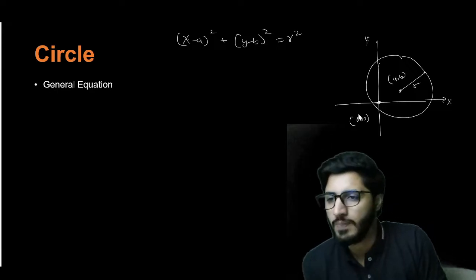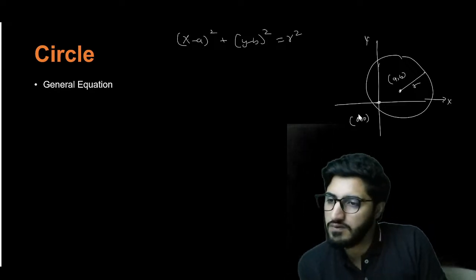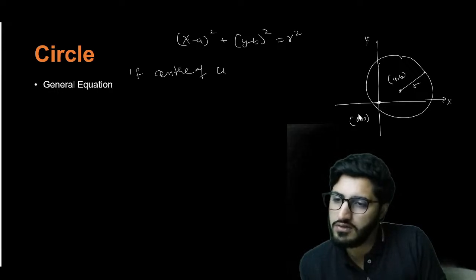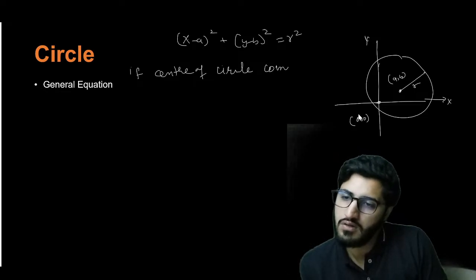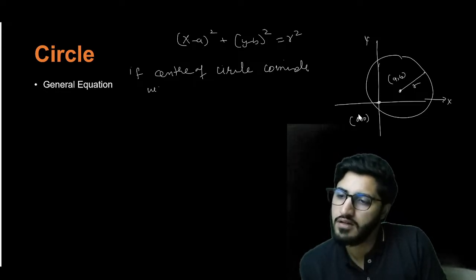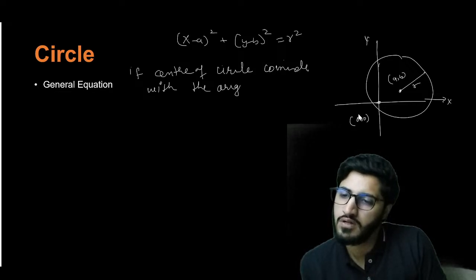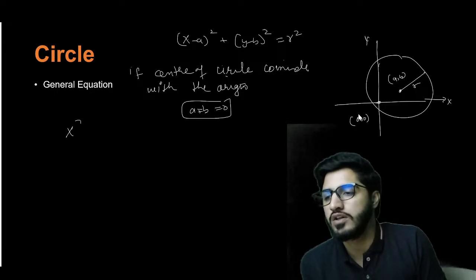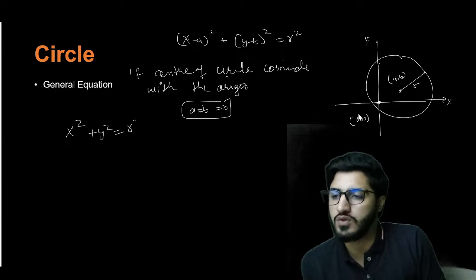If the center of the circle coincides with the origin, what will happen then? a comma b both will become 0 then, right? So I can write only x square plus y square equals to r square.